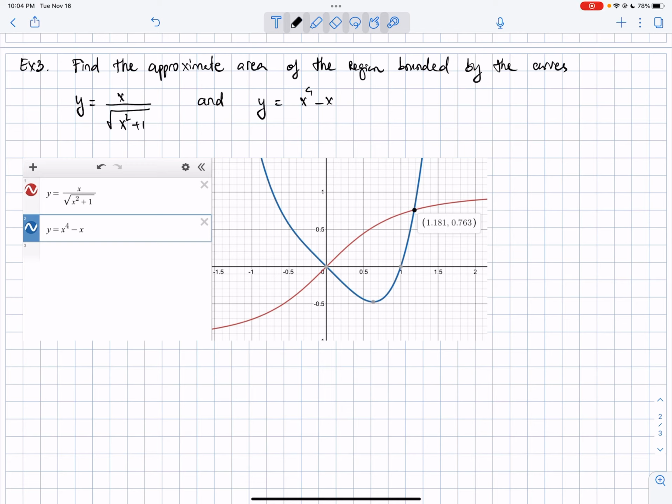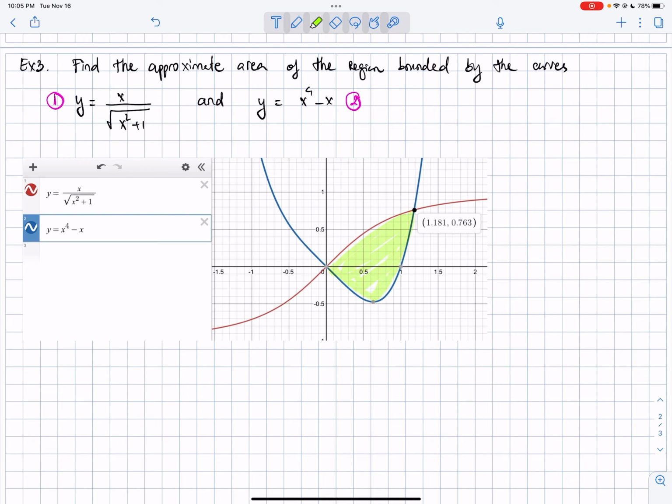So what I did is I used technology to graph them, and we can see that the first equation, which I call the first equation, when I graph it in the red color is above, and the second equation in the blue color is below, and the region that we want to find the area of is in the green color.